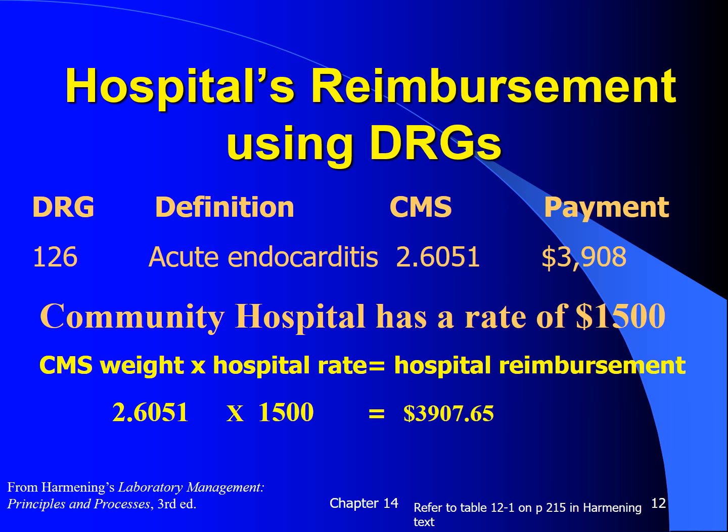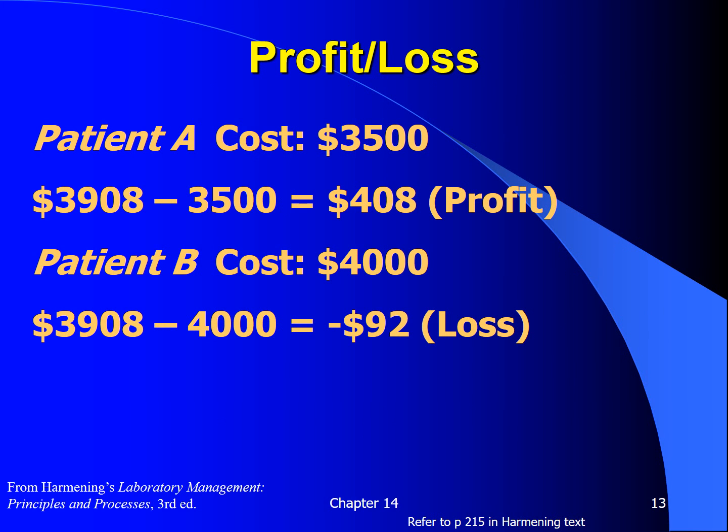Hospitals are reimbursed using DRGs. Say a community hospital has a rate of $1,500. So the formula would be CMS weight times hospital rate equals hospital reimbursement. If a hospital can treat a patient for less than the reimbursed amount, it will make a profit. If it costs more to treat the patient than the amount it receives, the hospital must absorb the cost. The patient cannot be billed for the excess cost.